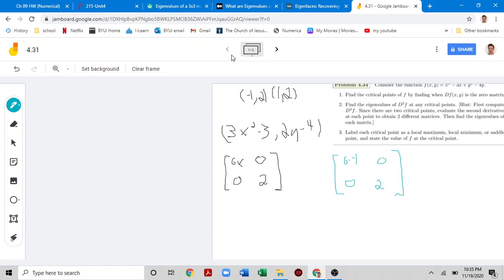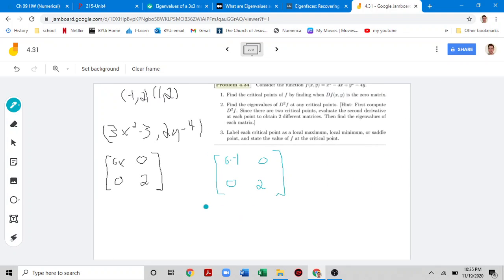So let's do the lambda thing, kind of like we did in 4.31. So it's going to be negative 6 minus lambda, times 2 minus lambda, minus 0 times 0. So we can just make that equal to 0. But that's the nice thing, we don't have to factor it out or FOIL it. So this will just be lambda equals negative 6 and 2. Cool.